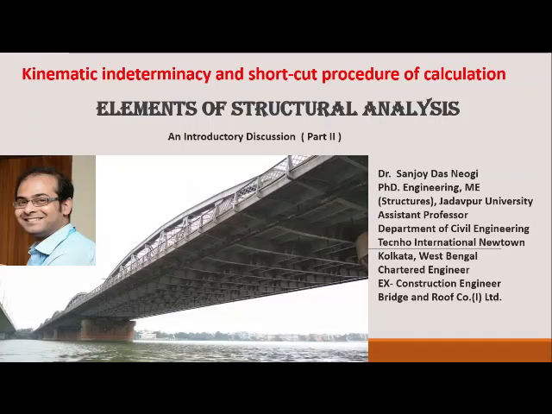Hello everyone. Today we are going to discuss kinematic indeterminacy and the shortcut procedure to calculate it. This is the second part of the Elements of Structural Analysis introductory discussion. So we have to recap the previous lecture. The previous lecture video link is mentioned in the description box given below this lecture.